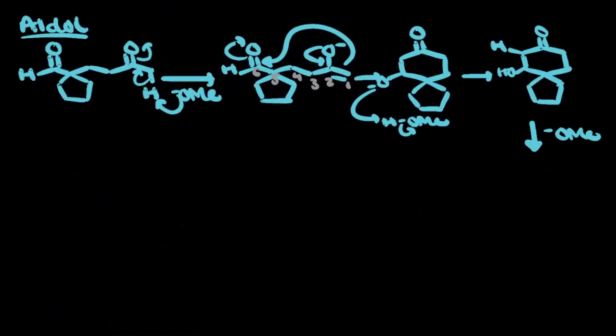Now I've noticed that when I've graded exams in the past, people just go and do the straight up E2, which is wrong. You're going to lose points for that because remember, alcohol is a poor leaving group. You can also form a pretty stable anion, which in this case is your enolate.